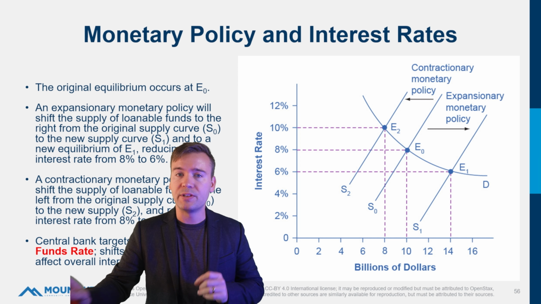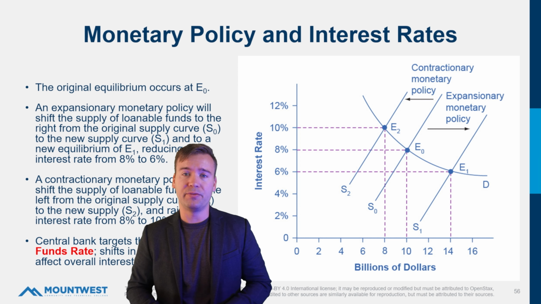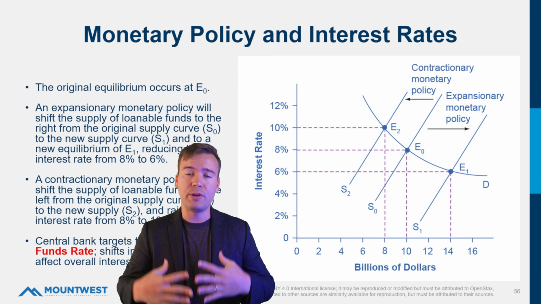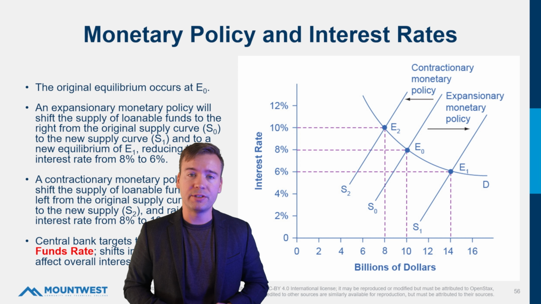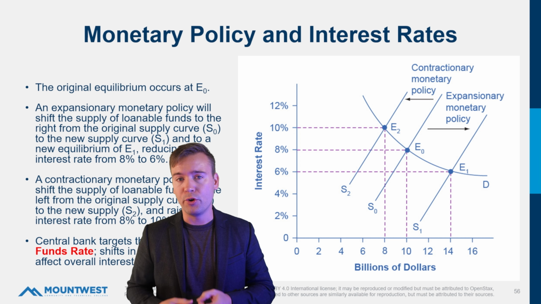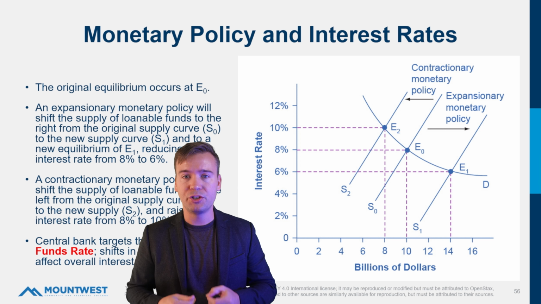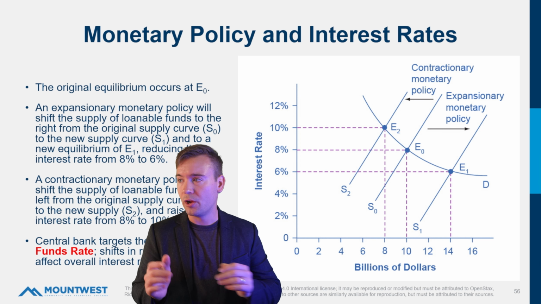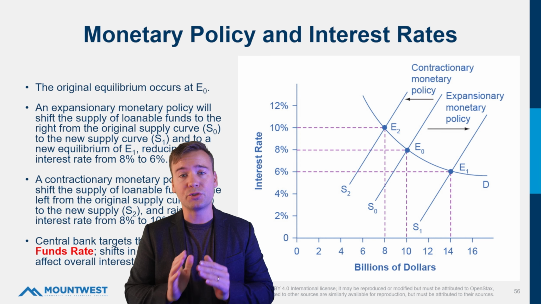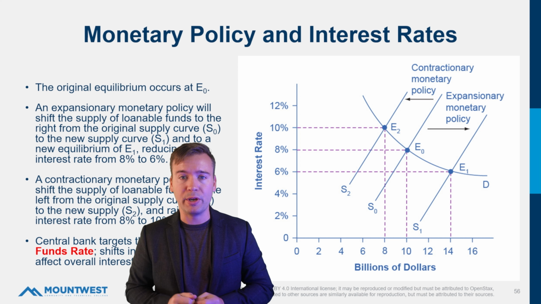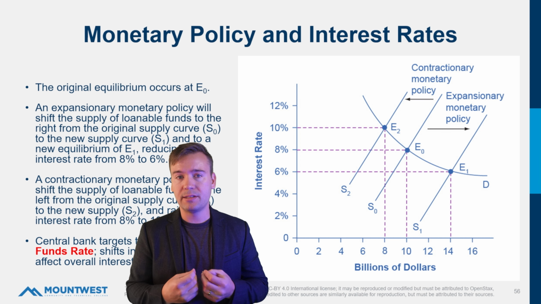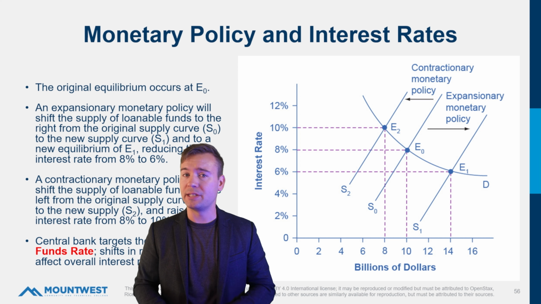Now, conversely, if the central bank is concerned about high inflation, it might use contractionary monetary policy to slow down economic activity. That policy reduces the supply of loanable funds, which we can see in the shift in the supply curve from S0 to S2 over to the left. As a result, the equilibrium point shifts to E2, and you can see that that has raised the interest rates from 8% to 10%.